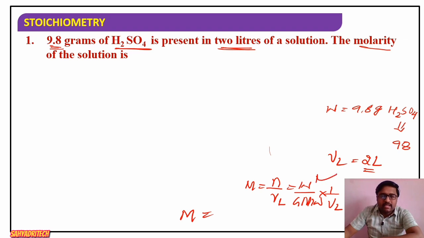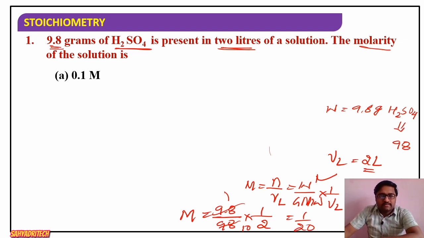This one. So weight is given, 9.8. 9.8 divided by how much? 98 into 1 divided by 2, that is 2 liter they have given. So 9.8 by 98 is 1 by 10, so that is 1 by 20. So yes, we look for the options. First one 0.1 molar, 0.05 molar, option C 0.2 molar, and option D 0.01 molar.